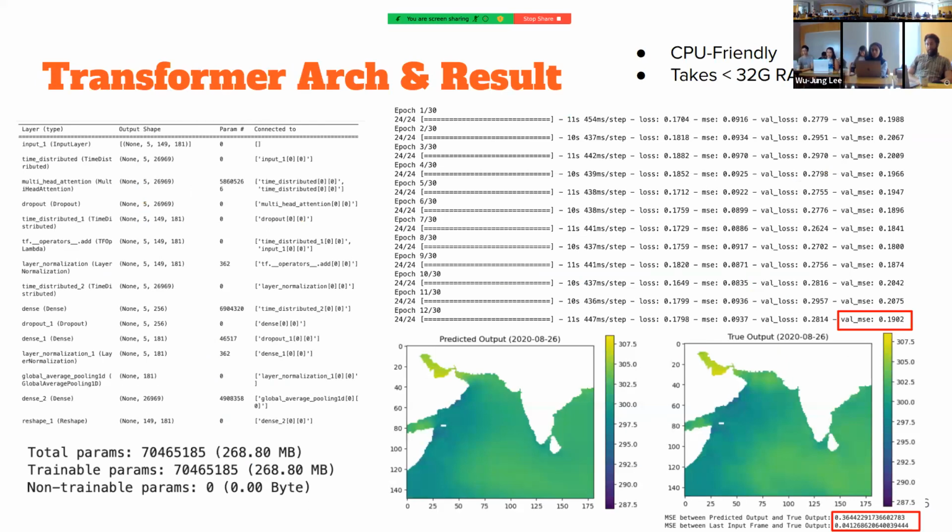For the transformer architecture and result: in natural language processing, the transformer has two mechanisms, one is self-attention, and one is sentence-to-sentence prediction. Here we embed the self-attention in the multi-head attention layers. You can see the validation MSE we got at the very end is 0.19. We also compare the MSE between the predicted output and true output with the MSE between the last input frame and the true output. If the former is smaller than the latter, then we say the model is very proficient.